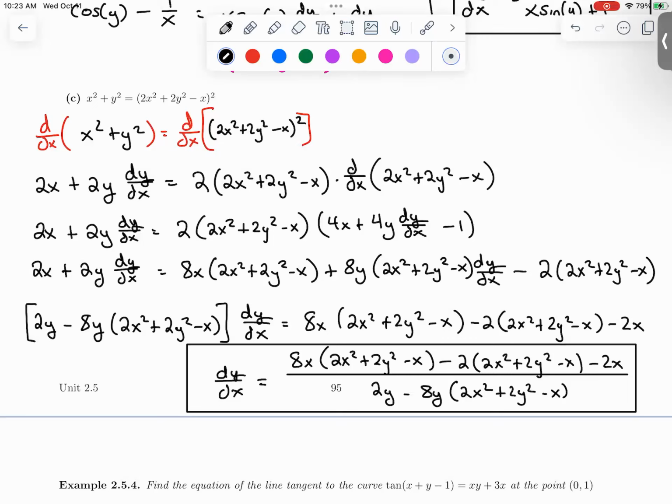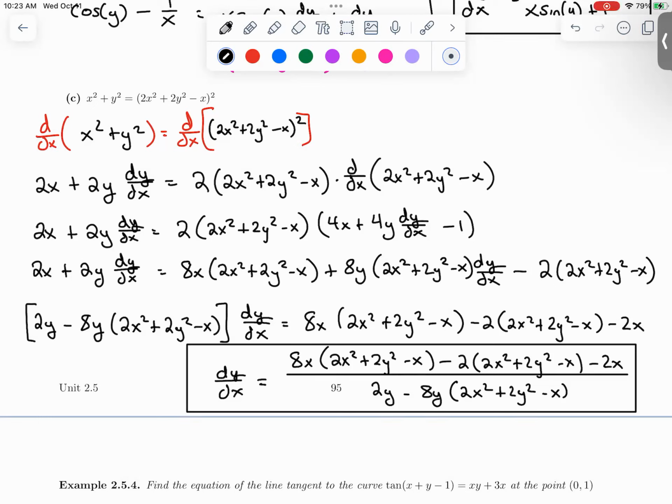Okay, yes. Excellent question. Where did I get those things? Let's think about this. So I'm gonna go through this problem right here because this one was a doozy. But I know you can do it. You can do it. My guidance. So left-hand side, pretty nice. Derivative of x squared is 2x. Derivative of y squared, 2y dy dx.